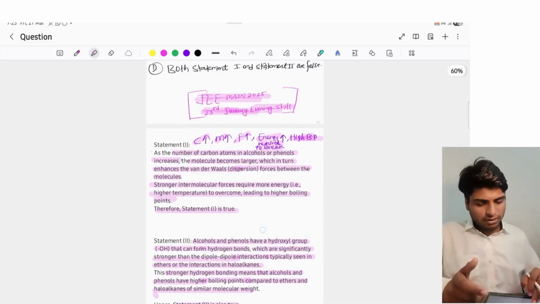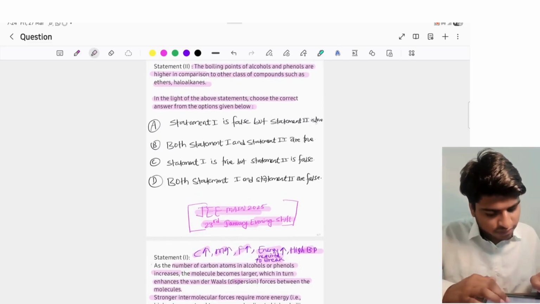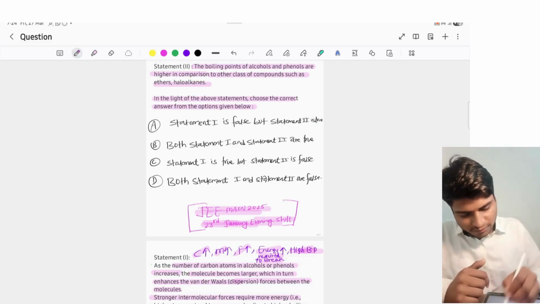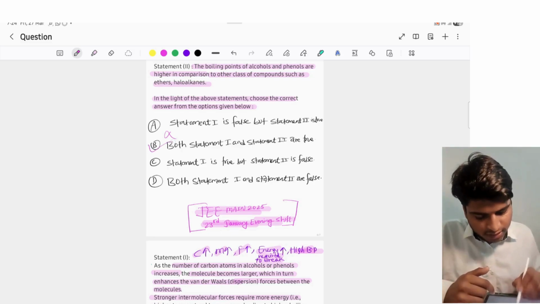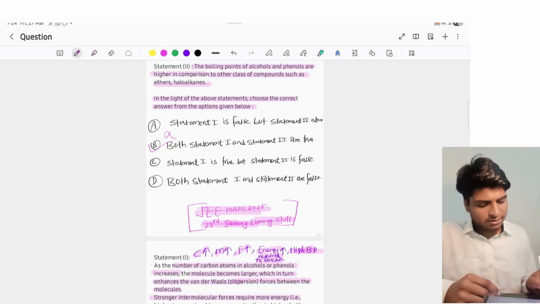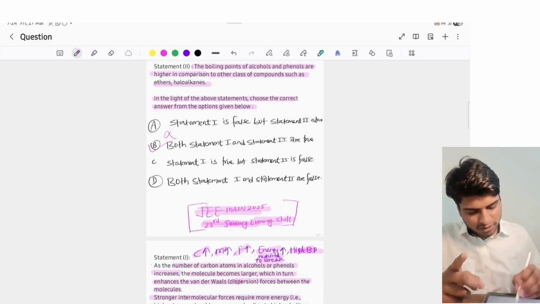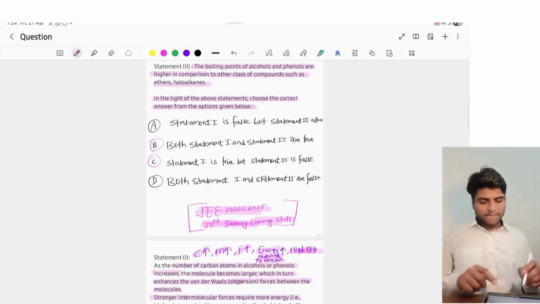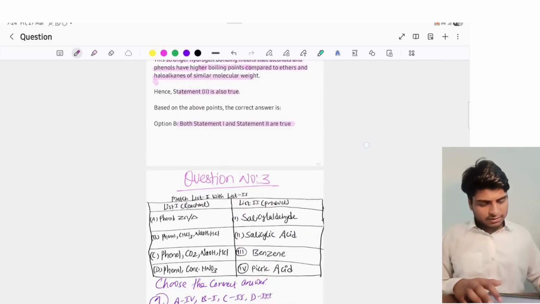Let's move on to which option is true. Statement 1 is false, but statement 2 is true? No. Both statement 1 and 2 are true? Yes, this is good. Statement 1 is true and statement 2 is false? No. Statement 1 and statement 2 are both false? No. So the correct option is B. Both statements are correct. Okay, let's move on to question number 3.